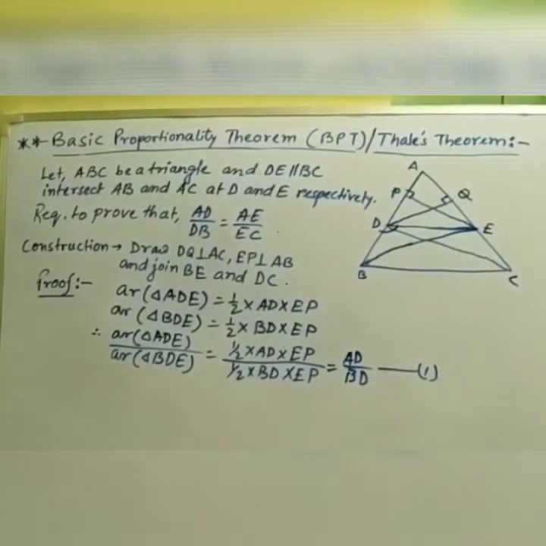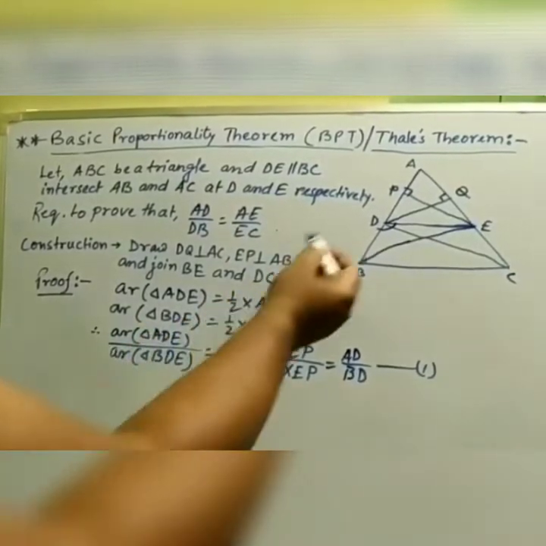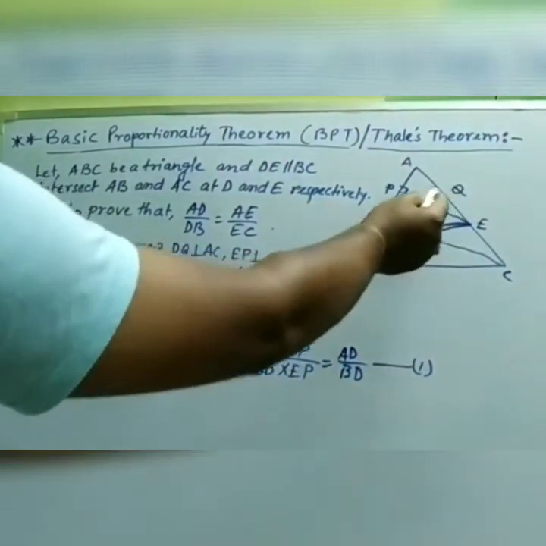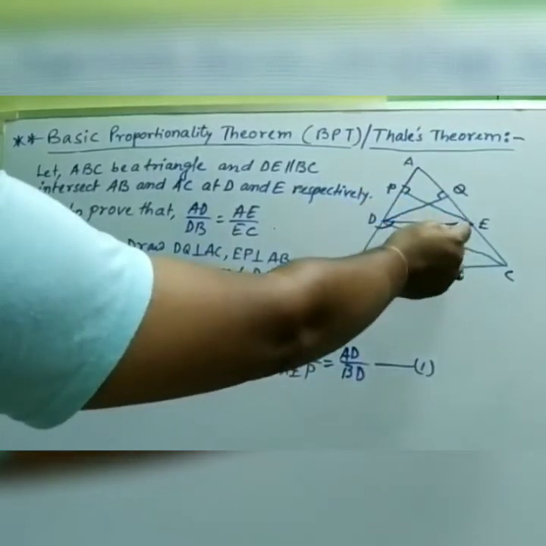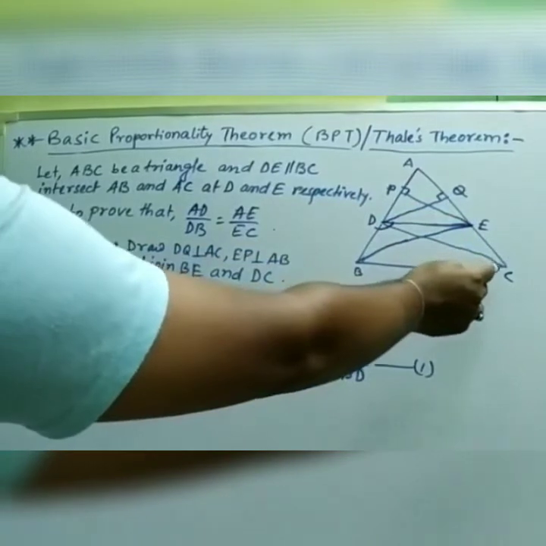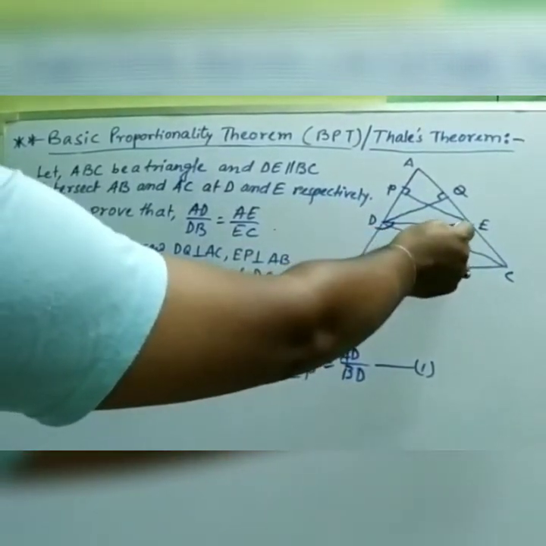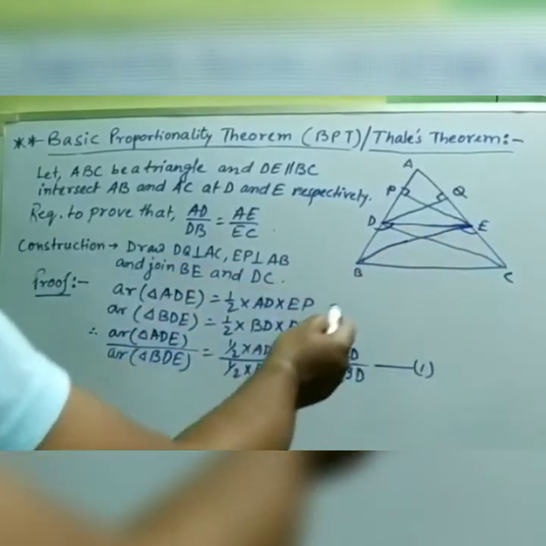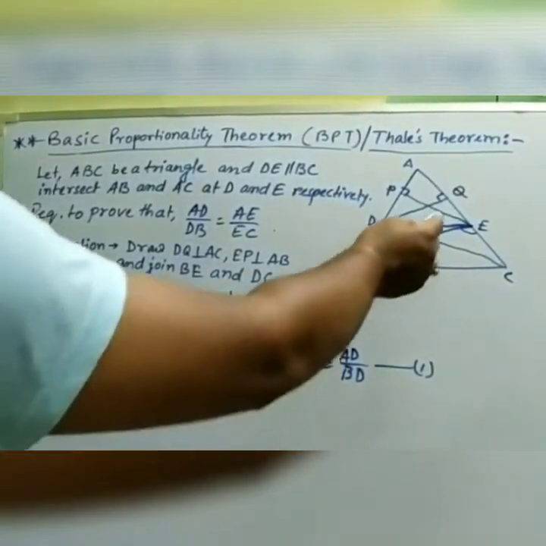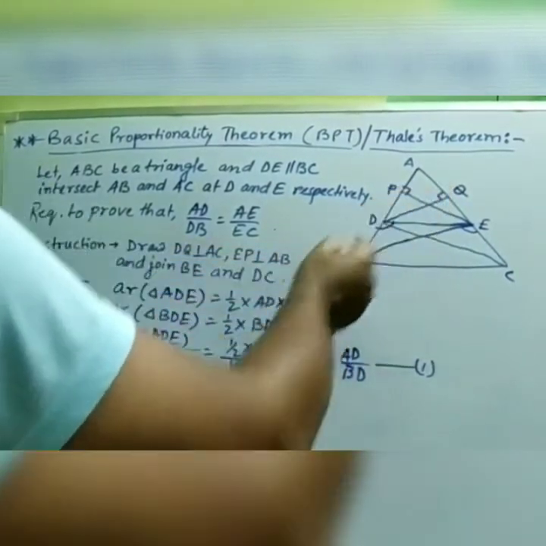That's the condition 1. Similarly, we will take the triangle ADE, with the height DQ, and AE as the base. Again the triangle CED is an obtuse angle triangle, so its height DQ will be outside of the triangle, so it has also the same height.